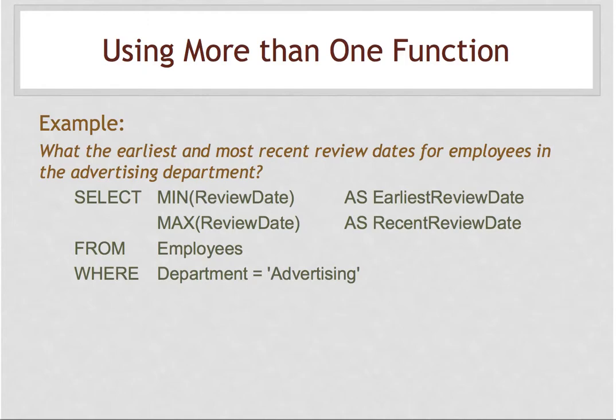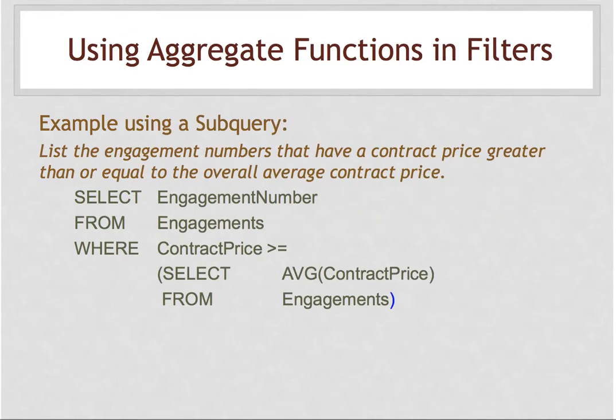We can use an aggregate function as a filter. As a matter of fact, we did this earlier in subqueries. Here you can see we're calculating the average contract price and comparing it to the contract price of a specific record.